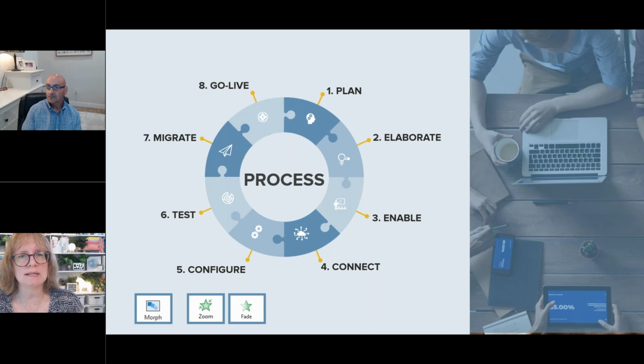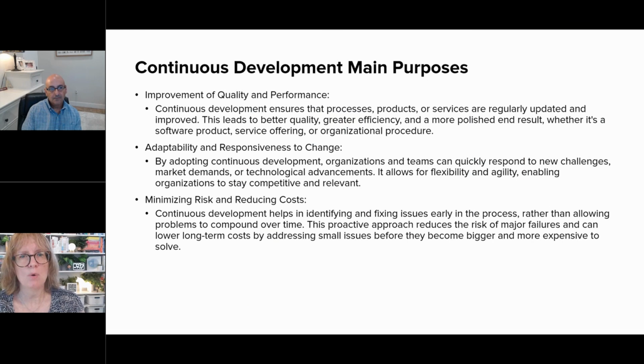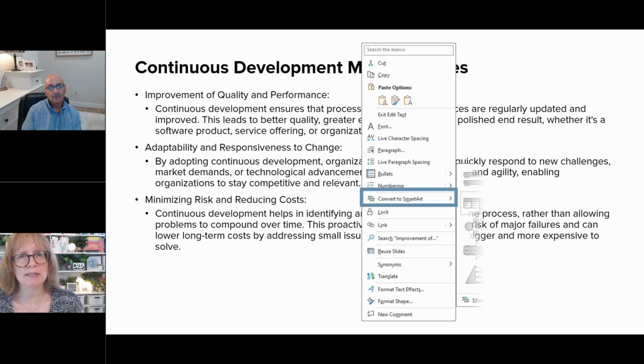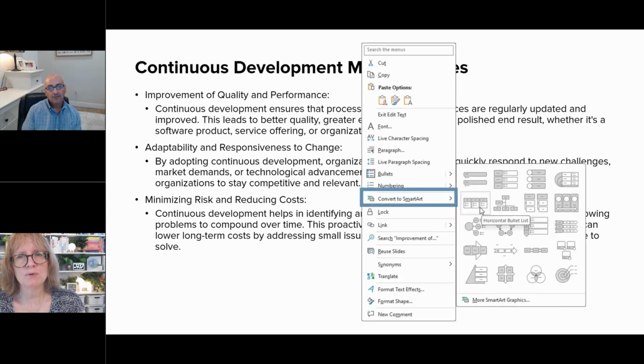Okay, one more last example before we conclude today. What do you do when you get a slide like this in your hands and you're 10 minutes away from your presentation? How can you possibly apply some animations to tell this story a little bit better? What I would do is to right-click on the text placeholder and choose Convert to SmartArt, and I'm going to choose the horizontal bullet list.